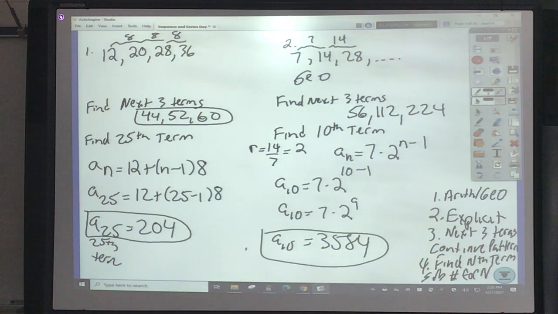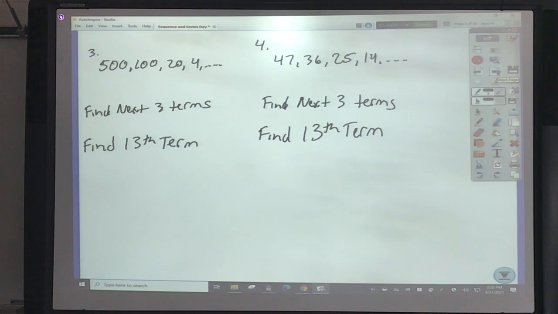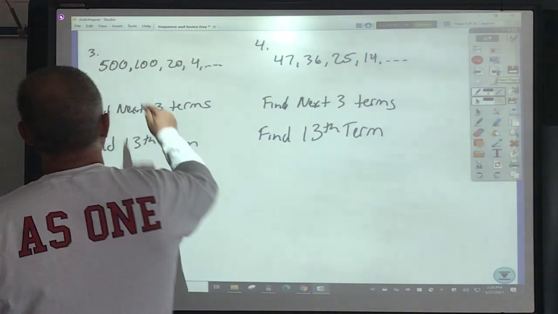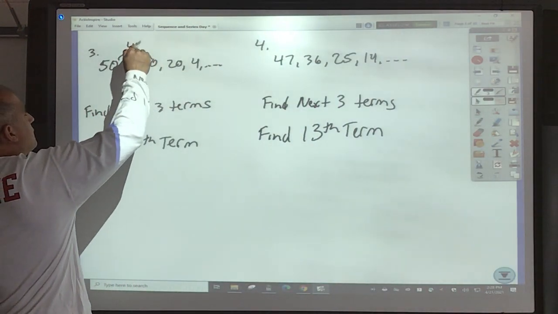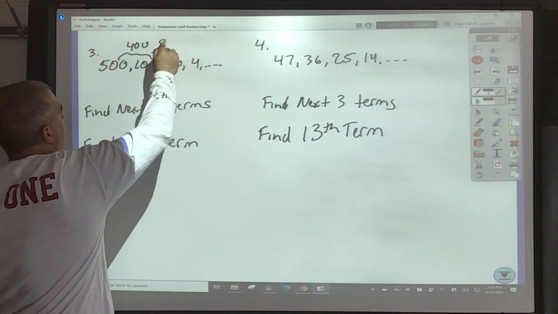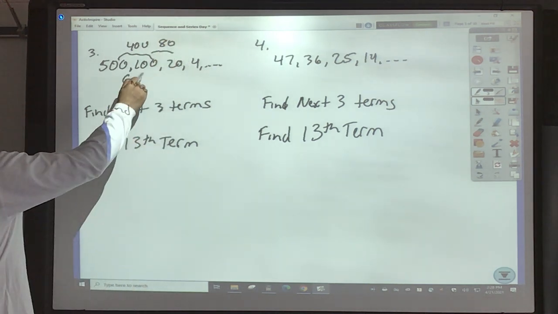Let's do another 2, I think, together. Okay, so let's look at this. What's happening here? That would be a difference of 400. That would be a difference of 80. So obviously this is going to be a geometric sequence.